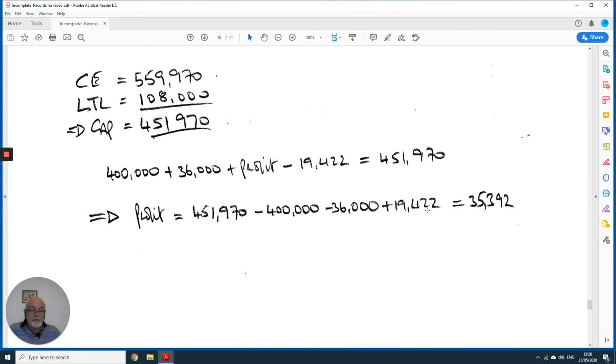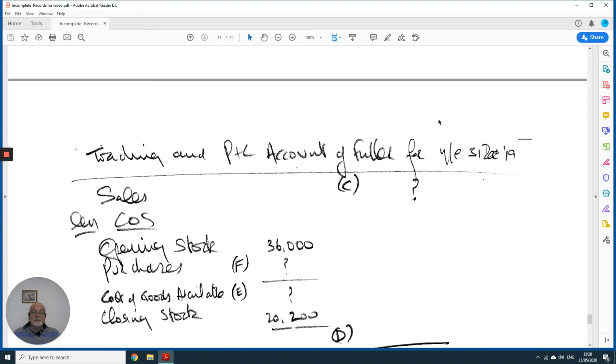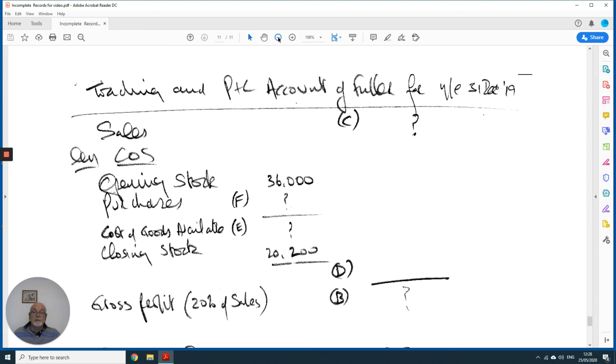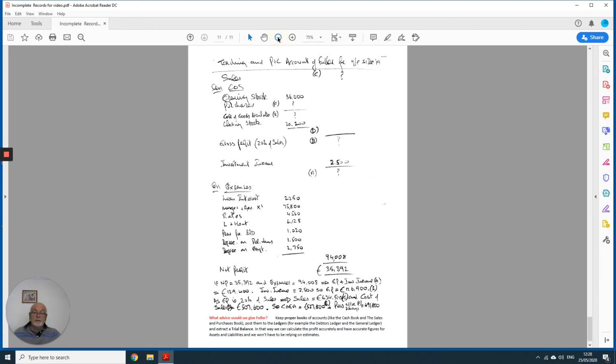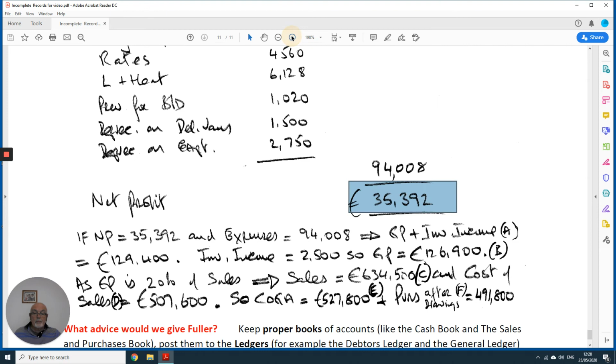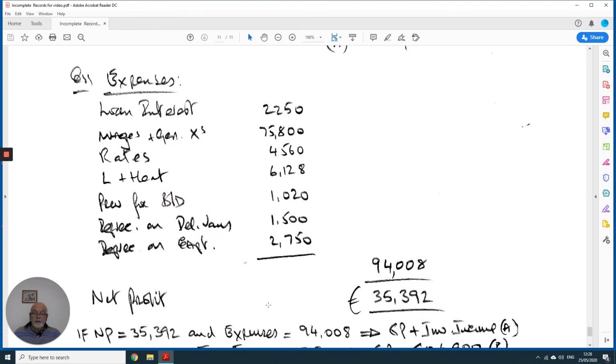So armed with that net profit, 35,392, we can now have a look at the trading and profit and loss account. Just zoom out for a moment. We're saying the net profit is 35,392. And we're going to work back towards our trading account, filling in the blanks. So, net profit is 35,392, and these 7 expenses, all of which have been explained already in our adjustments.